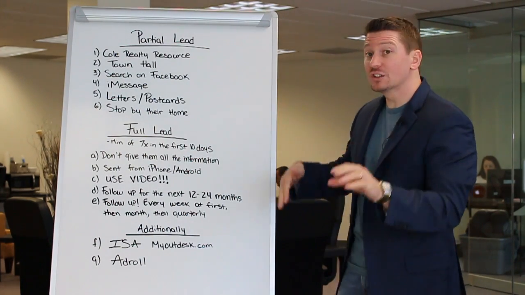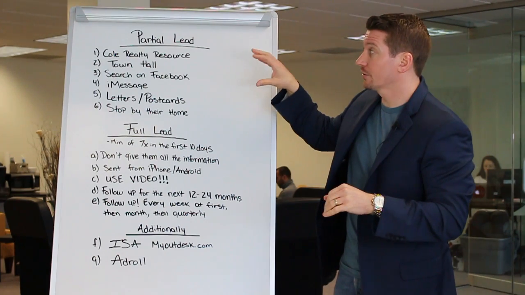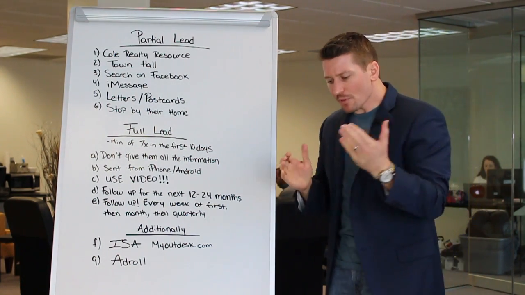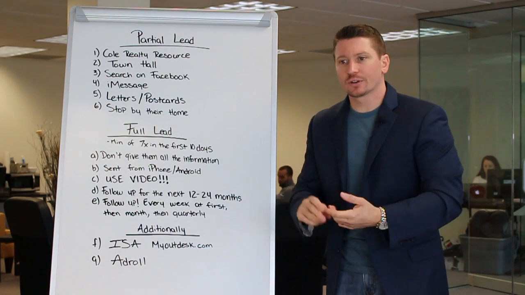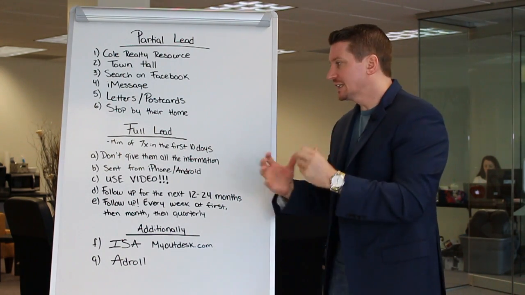So these are many different ways you can help to actually put together and close on a partial lead, okay? Now, let's talk about a full lead. A full lead would be someone who gives a little bit more information: name, email, phone, address, type of whatever it is that you need. It's a much more full lead for you.